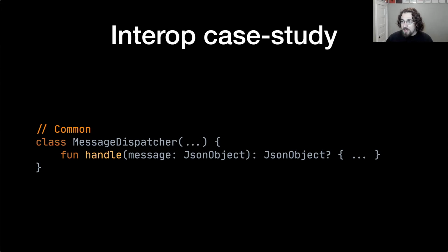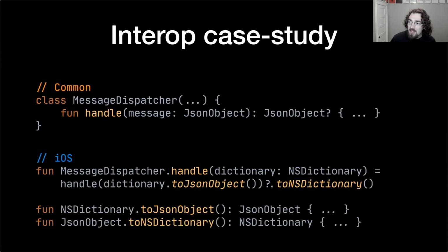I've changed all the names to protect the innocent, but we had essentially this message dispatcher class in Common that could take in a JSON object message. It would come out of the web view as a string, get parsed by Kotlin serialization, and then the shared code would do all its processing of it. It might return a response that would then go back to the web view, but it didn't have to, so that was nullable. This is convenient to work with from Kotlin. Kotlin knows what a JSON object is, but it's unnatural from Swift.